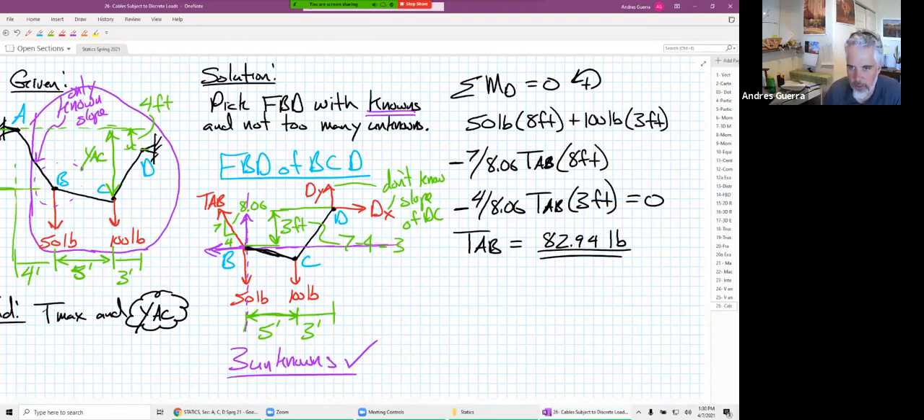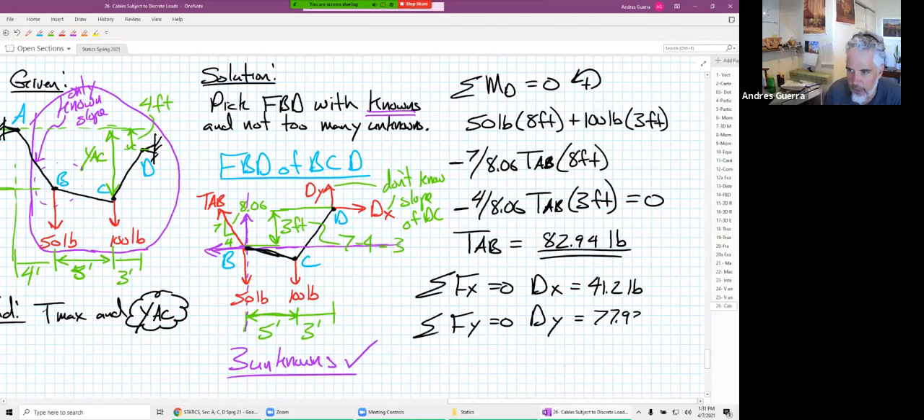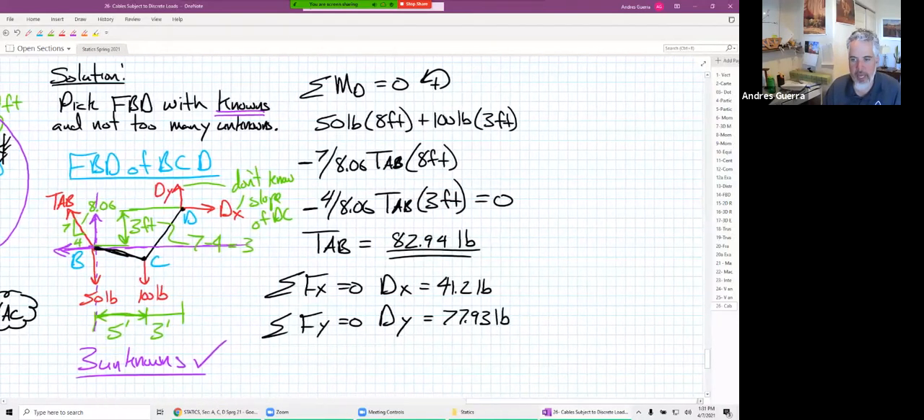We can also solve for dx and dy. Sum of force in the x is equal to 0. We would find that dx is equal to 41.2 pounds. And then sum of force in the y is equal to 0. We're going to find that dy is equal to 77.93 pounds. So we just solved for all those unknowns in that particular FBD.